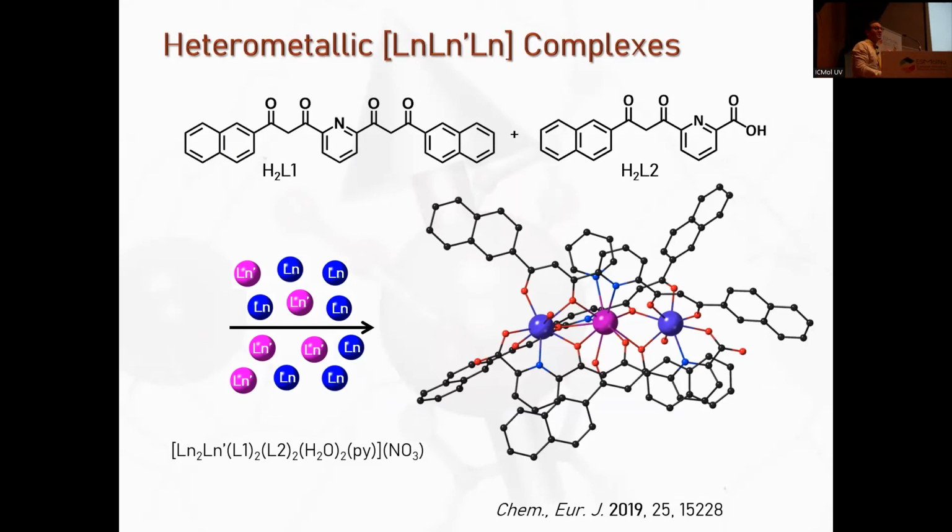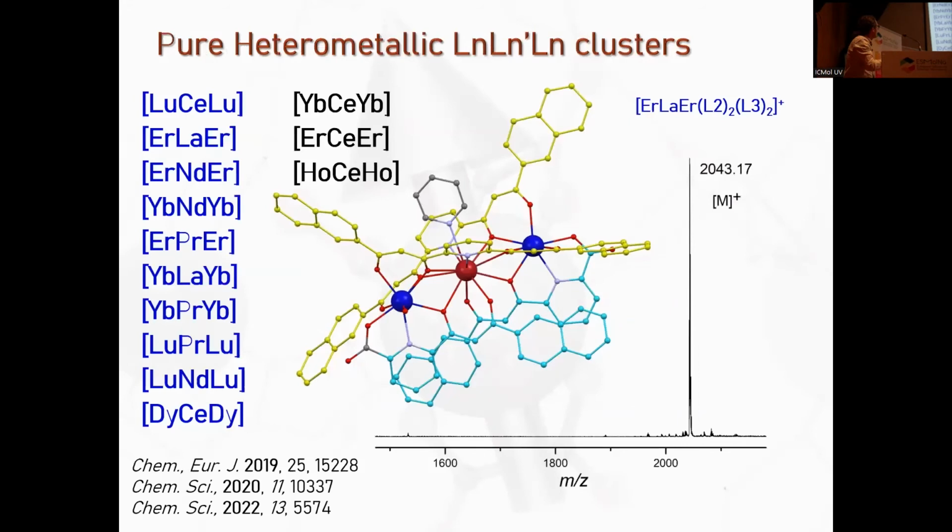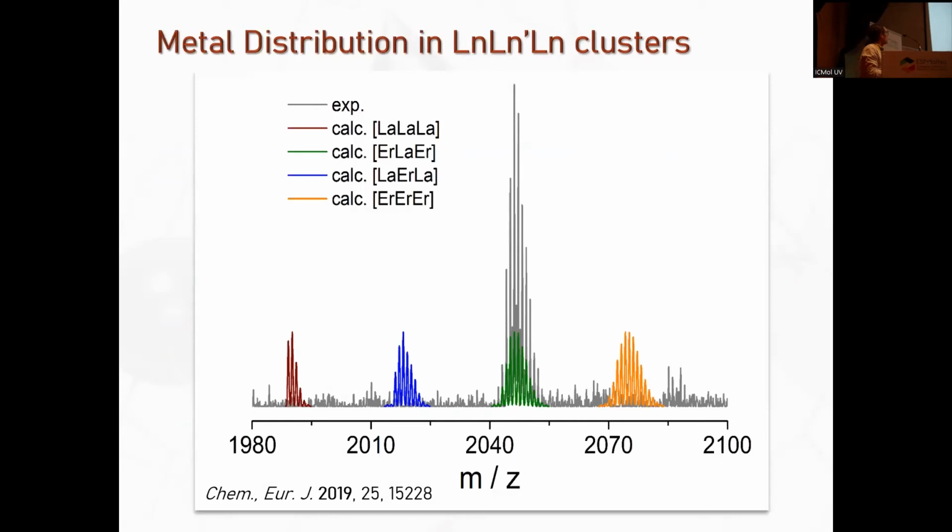This is a collection of compounds we made so far. We're having a little bit of trouble crystallizing them properly, so we go a little bit slower, but we made quite a few of them already. Here is a mass spectrum indicating how really selective this system is, so it's even better. We also were able to show this through DFT calculations. This is the same kind of mass spectrometry experiment I showed before.